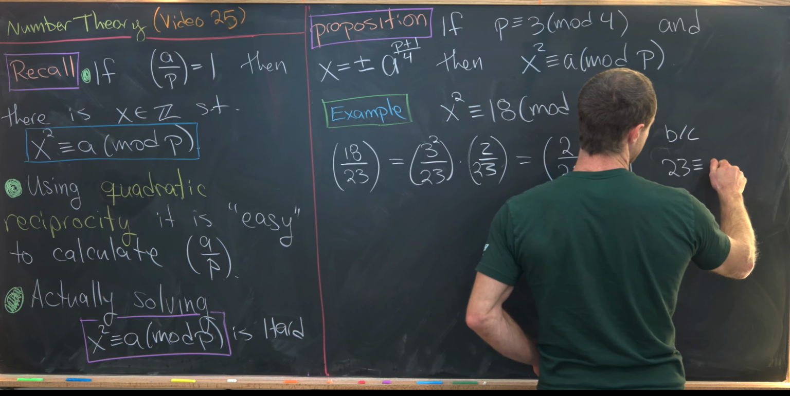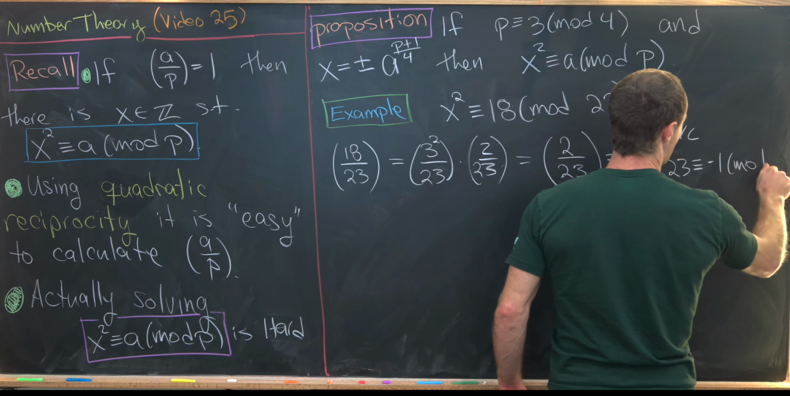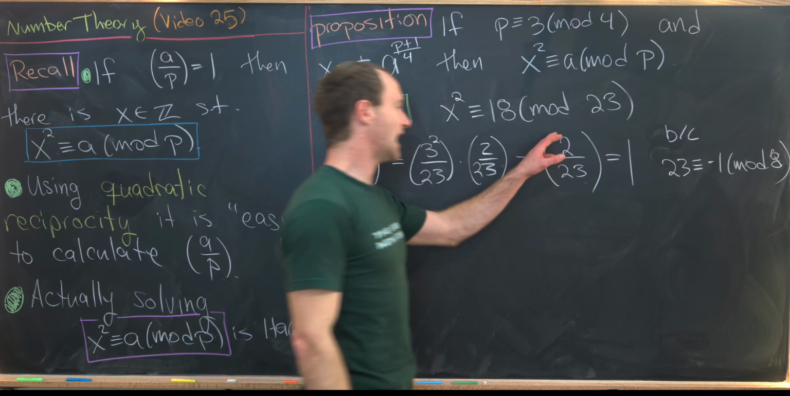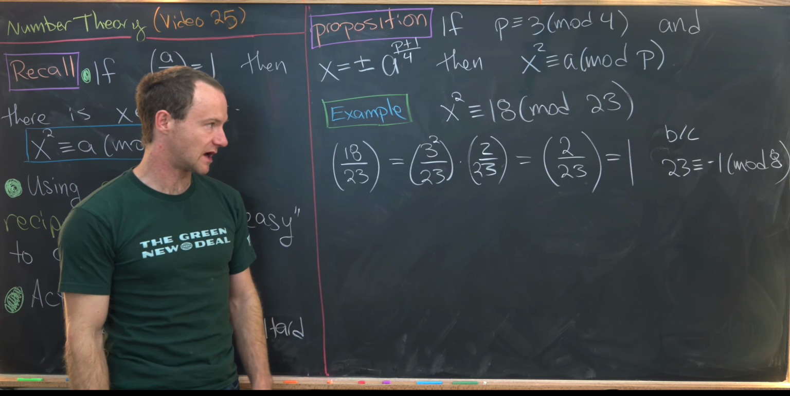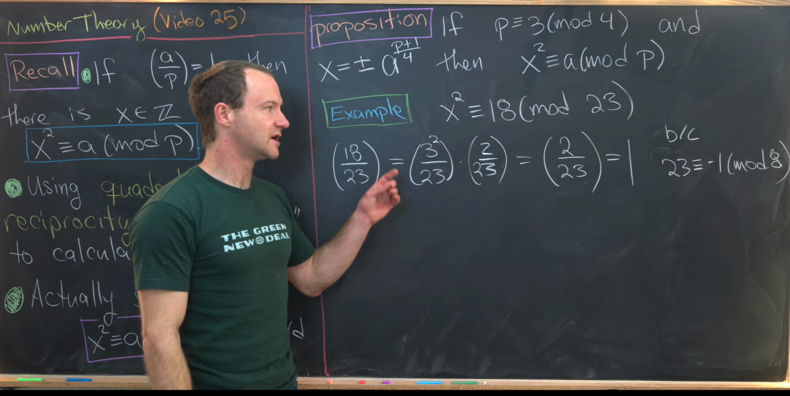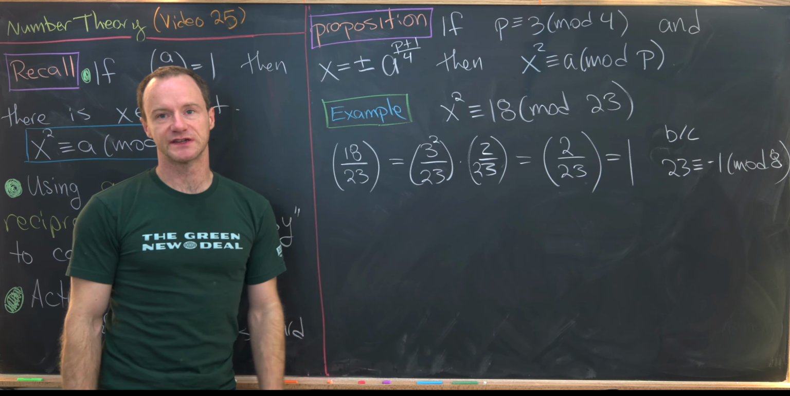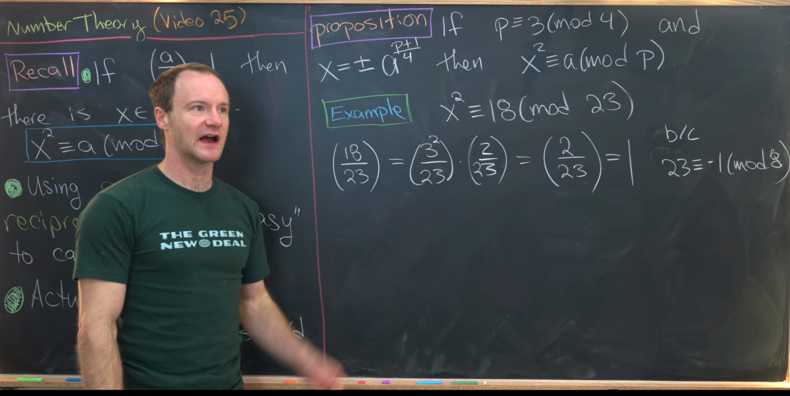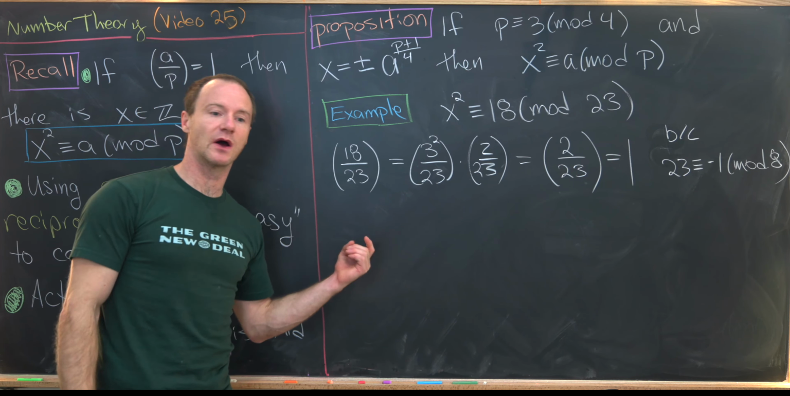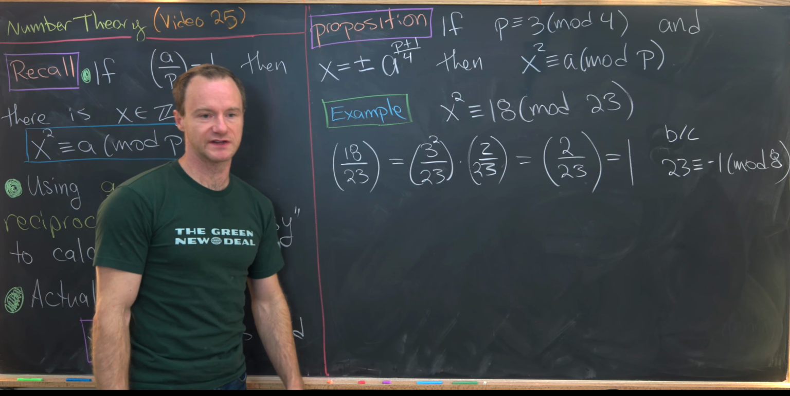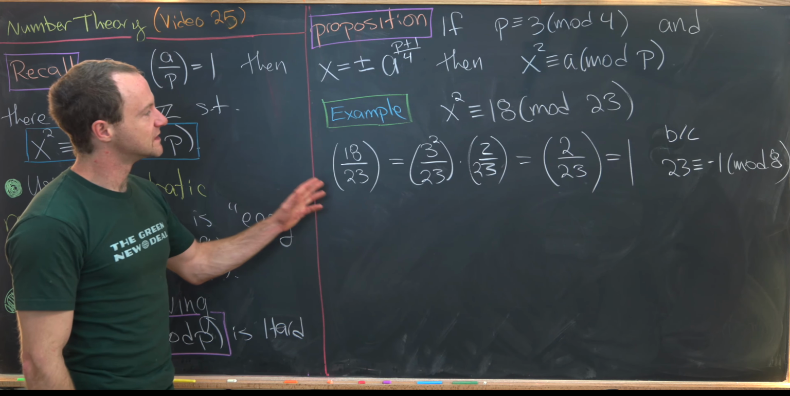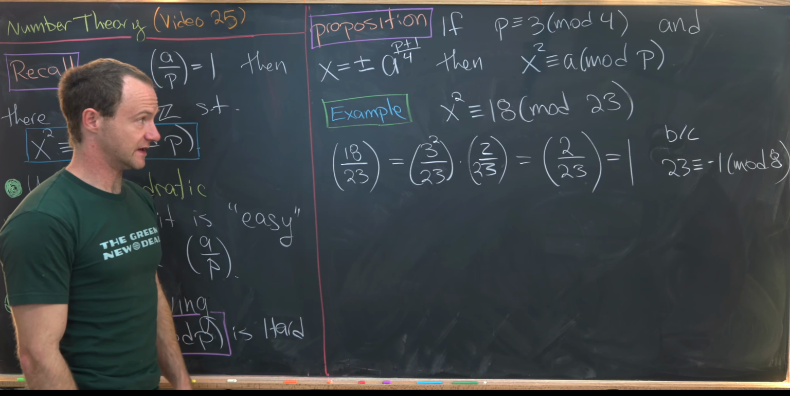23 is congruent to minus 1 mod 8. And 2 is a perfect square mod p if and only if p is congruent to plus or minus 1 mod 8. So that's a little fact that you should maybe keep in the back of your mind while you're working with these quadratic residues. Okay, great. So now we know there's a solution from this.